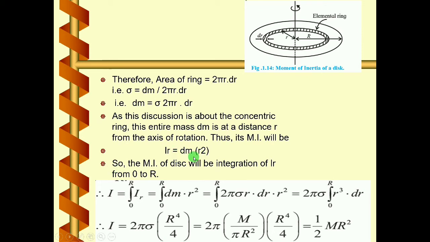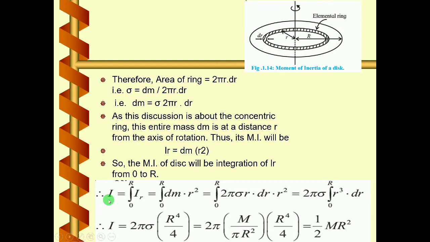So this is nothing but the moment of inertia of this concentric ring, which is at a distance small r from the axis of rotation. There are a large number of concentric rings we can consider here, and the range of the radius will be from 0 to capital R. If we consider all those rings together, we can determine the moment of inertia of the disk. So how will we do that? We can integrate this value.